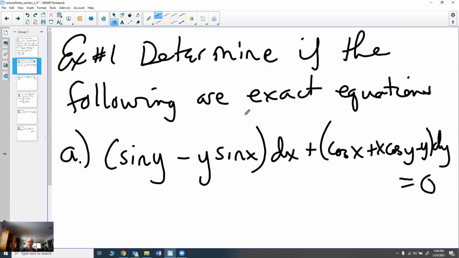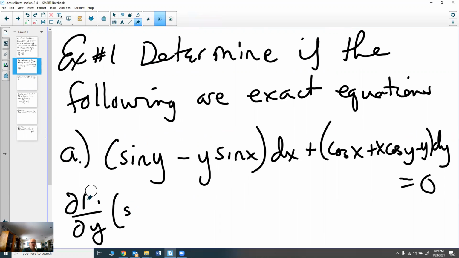So let's determine if the following are in fact exact equations. The first one is (sin y minus y sin x) dx plus (cos x plus x cos y minus y) dy equals 0. So here is my differential equation. My M again is the one that's with the dx. We're going to take the partial derivative of M with respect to y. So the partial derivative with respect to y of sin y minus y sin x.